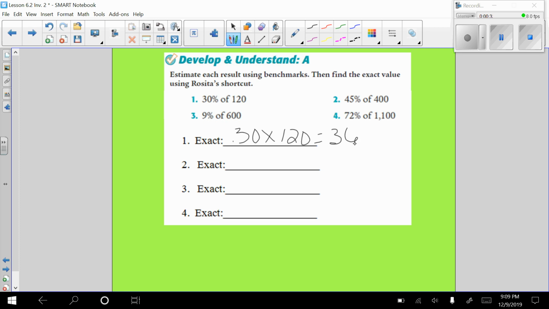For number 2, change 45% to 0.45. Of means times, 400 will give me 180. Now 9%, remember, you have to back it up, or divide by 100. So it's actually 0.09 times 600, which equals 54. And the last one, 72% of 1,100 is 792.